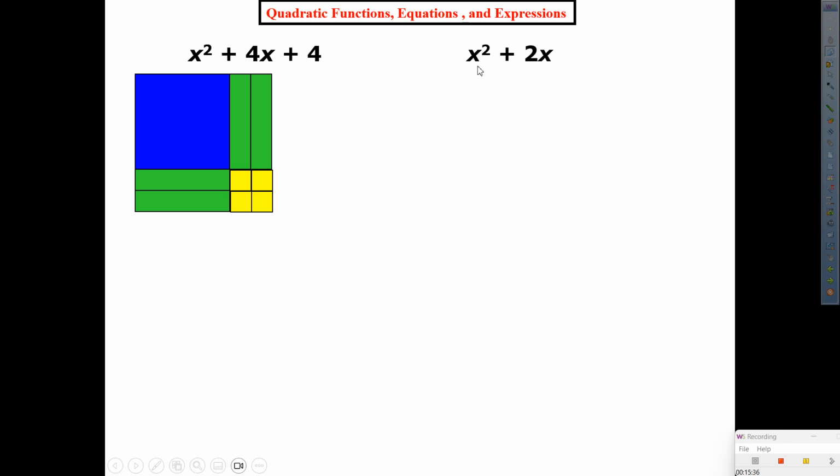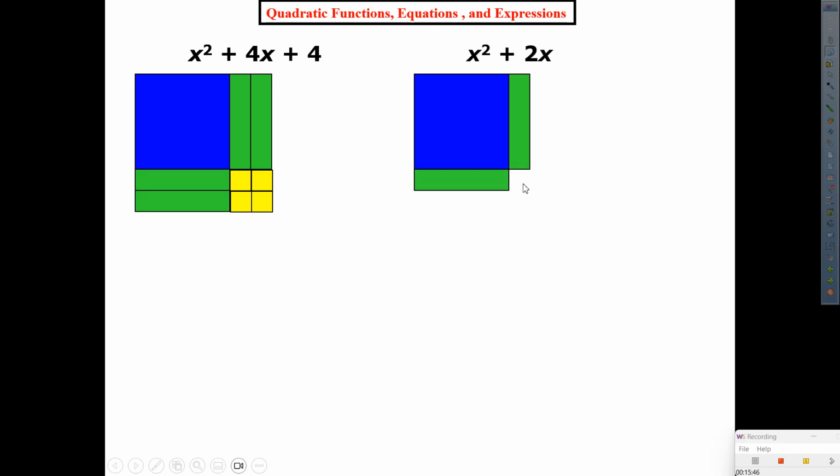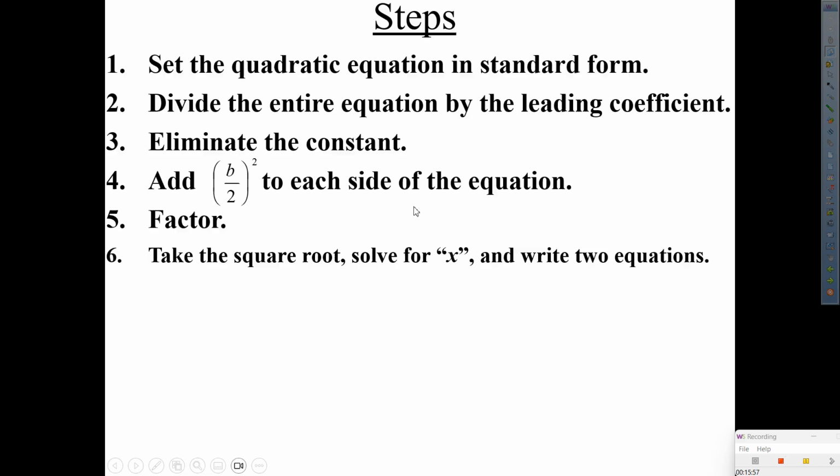Well, 1 big square and 2 rectangles, so I would do square, 1 rectangle here, 1 rectangle there. What's missing here? A 1. So that means we do what? Plus 1. But I said we're not going to do the area model for right now. I just showed you where it came from. Then from there we got to the steps. Here are the 6 steps that we follow for completing the square.